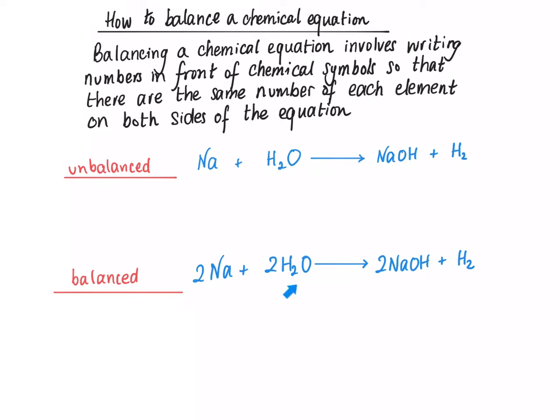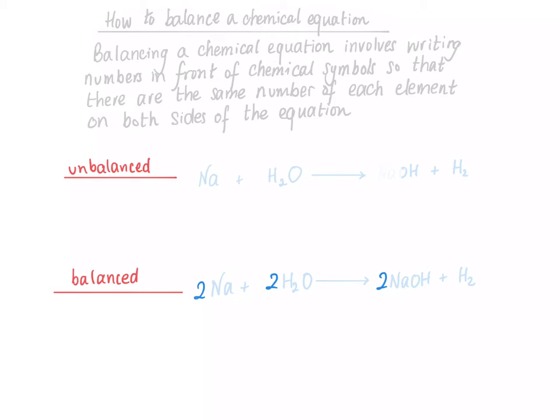On this side of the equation, if a 2 were put there, we would have 2 times 2, which is 4 hydrogens. And on this side of the equation, we have 2 times 1, which is 2, plus 2, which is 4 hydrogens. This equation is balanced, and this equation is unbalanced.